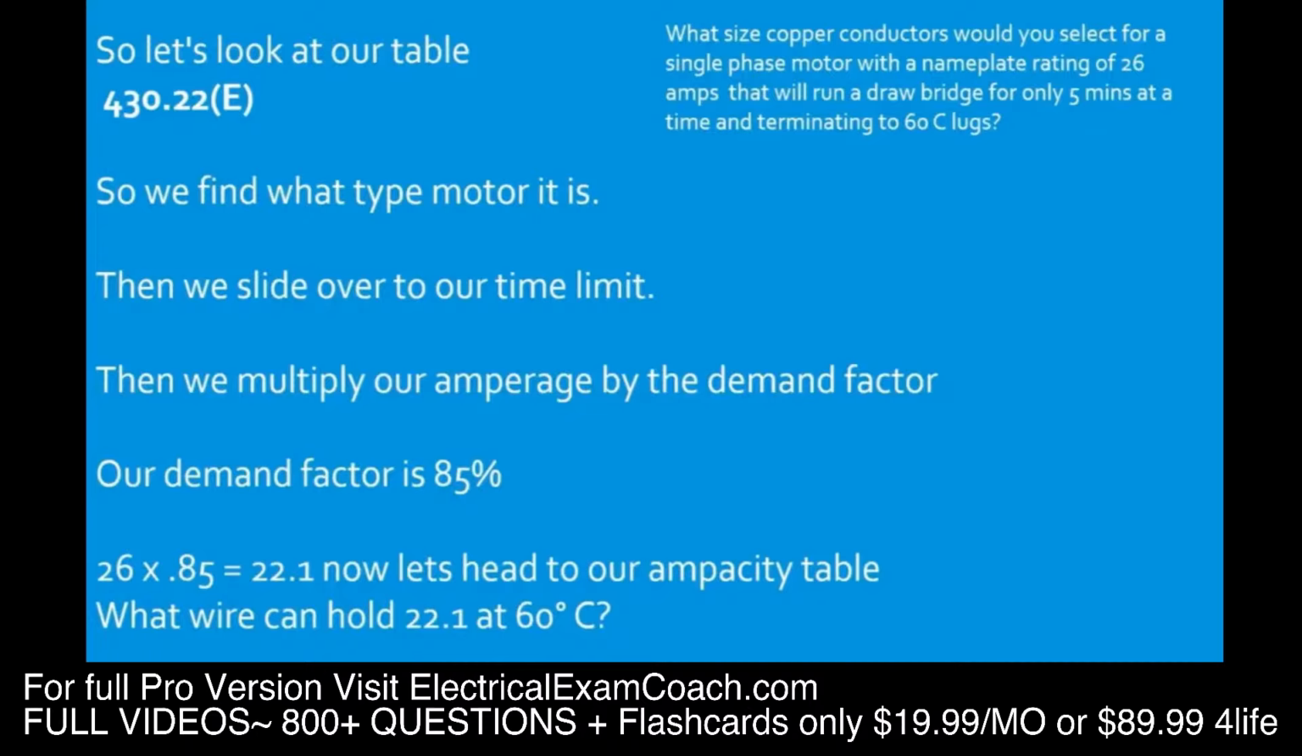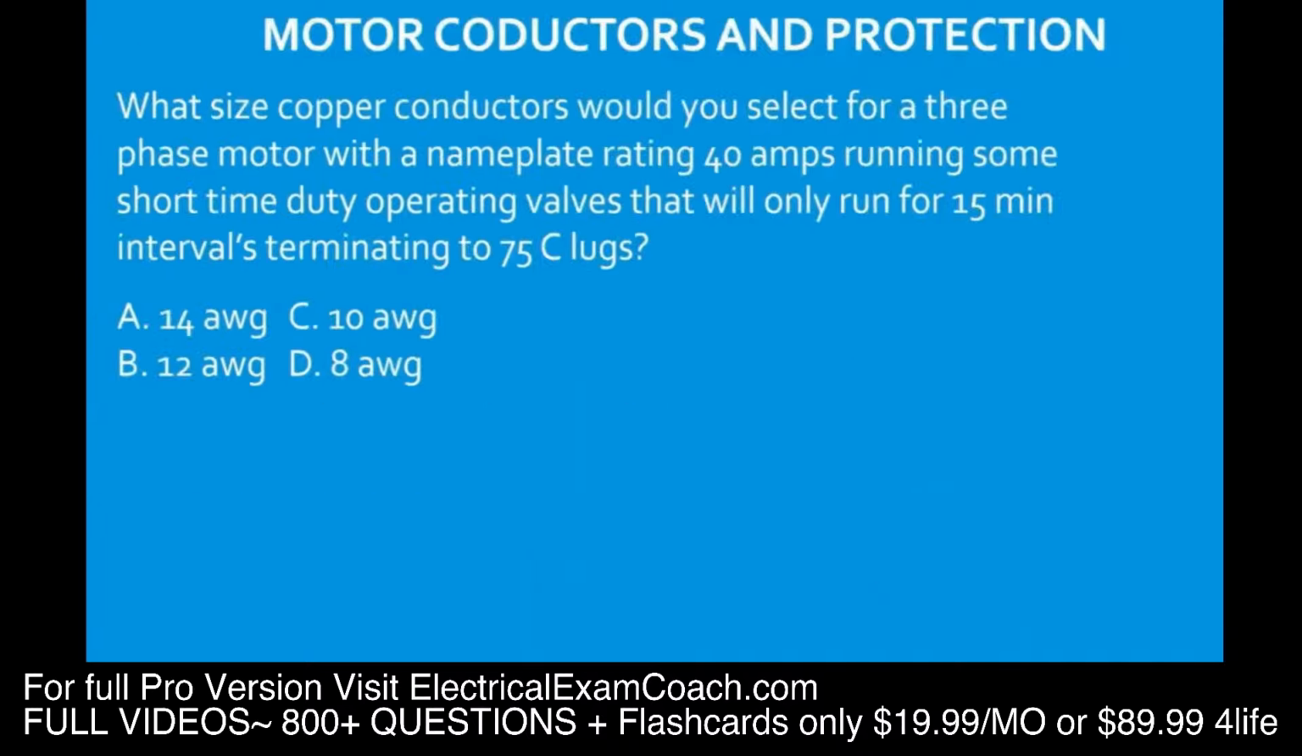Now we can head to our ampacity table and size a wire that can hold 22.1 amps, being sure to select from the 60°C column. So when we get there, we come on the copper side, 60°C, and let's find a wire that can cover our known load. In this case, we're going to select C. Great job!